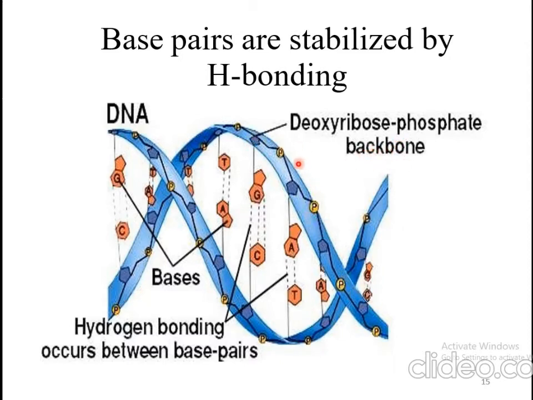This ladder is made up of the deoxyribophosphate backbone, and this brown color are the bases represented by A, C, G and T, purines and pyrimidines. Thymine and cytosine both are single ring, whereas guanine and adenine both are double ring. A becomes paired with T, thymine, and C becomes paired with G.